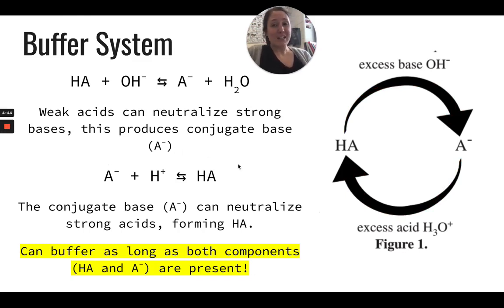However, if I add too much acid or too much base, the buffer wouldn't work because you would fully deplete part of that system. So you can only neutralize a little bit of each.